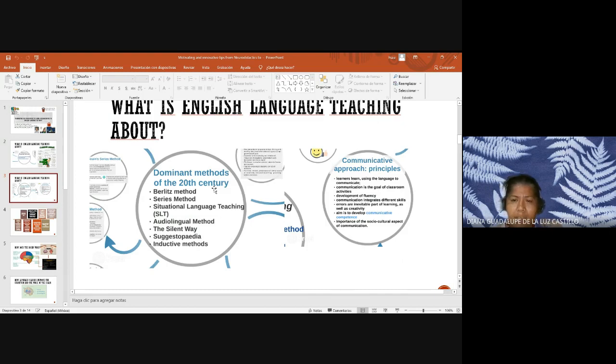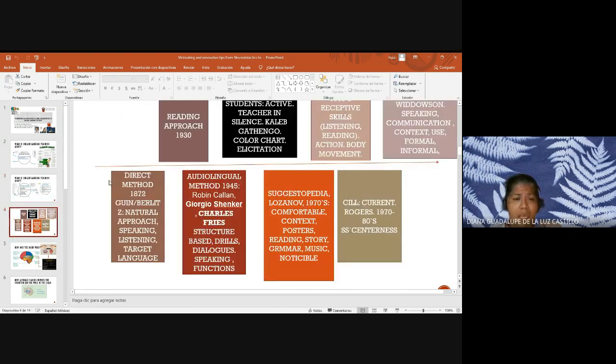There was a very popular approach that was born in the 1980s. That was the communicative approach, and we have some principles that are still used. I have to say that most of the methods are still used nowadays for teaching not only English but most of the languages. The direct method, after the translation method, was born in 1872, and it was also called the natural approach, and it emphasizes speaking and listening.